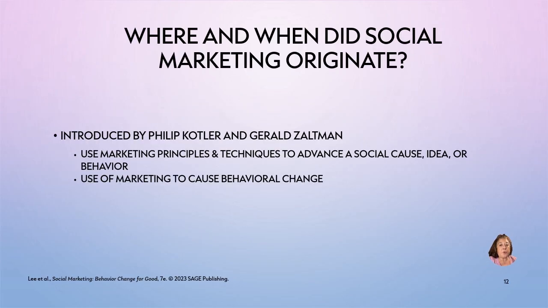Social marketing was formally launched as a discipline more than 50 years ago. The term was introduced by Philip Kotler and Gerald Zaltman. They described social marketing as the use of marketing principles and techniques to advance a social cause, idea, or behavior. They focused on answering the question of whether marketing could be used to persuade people to adopt behaviors that would be better for them, their families, their friends, and society in general.